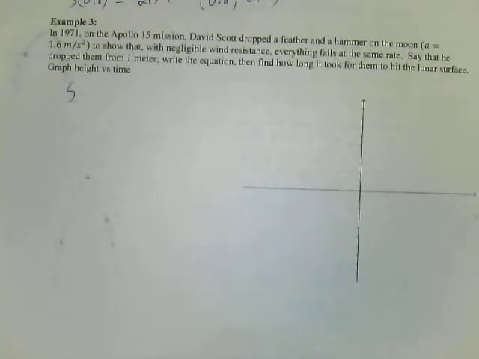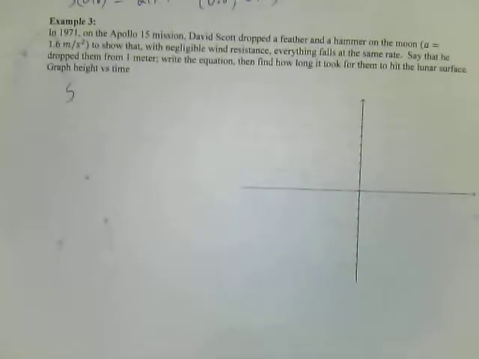There's a little bit, but it's not really much of anything. And so if you drop a feather and a hammer on the moon, since there's virtually no air, they fall at exactly the same rate. They hit the ground at the same time. And so let's say that he dropped these two things from 1 meter. So that's about the height that you would drop something from. And then let's find how long it took for them to hit the lunar surface. So we're going to graph height versus time. So let's first find the equation, then we'll find the intercepts and then graph it.